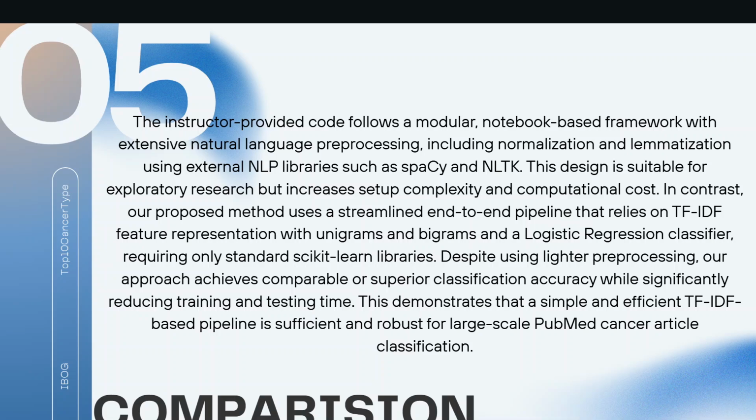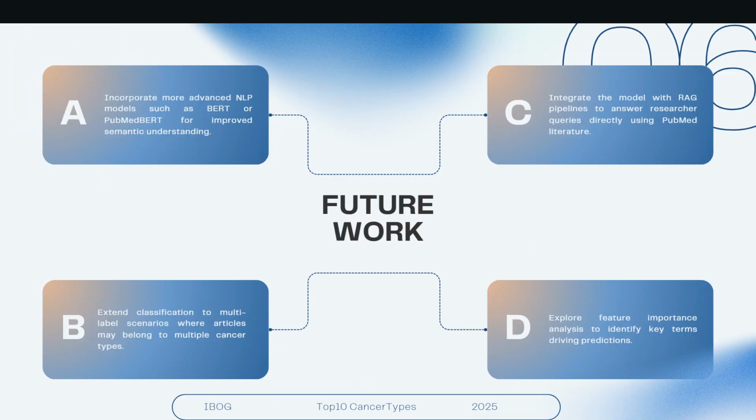In contrast, our method uses a simpler TF/IDF representation with logistic regression and minimal pre-processing. Despite the simplicity, our model achieves very high accuracy, around 97 to 99%, while training and testing much faster. This shows that a lightweight pipeline is sufficient and robust for large-scale PubMed cancer article classification.